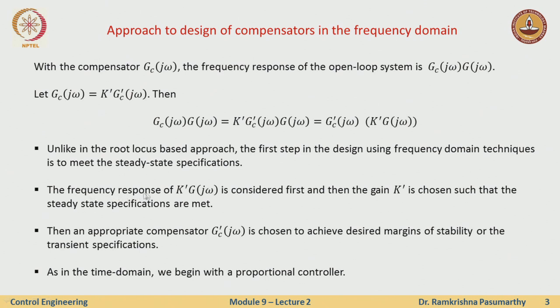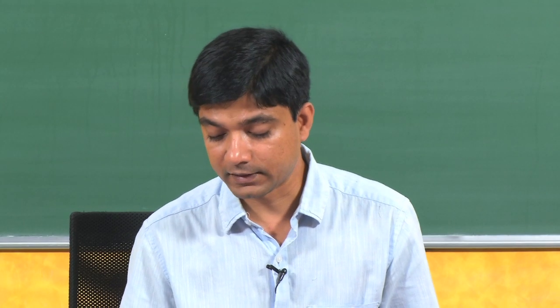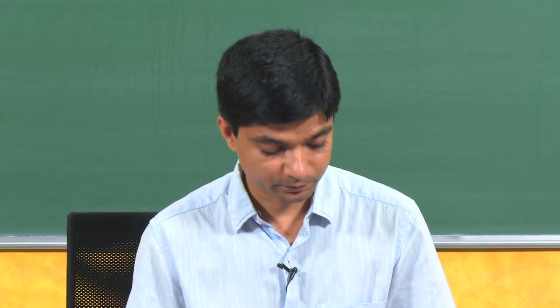In order to meet the steady state requirements, we look at the frequency response of this, and then we choose the gain K prime such that the steady state specifications are met. Once they are met, we choose an appropriate controller, which we denote here as Gc prime, to achieve the desired gain margin and phase margin. This is how my transient performance specifications are stated to me. They are given in terms of the phase margin and the gain margin, and we know that there exists a one-to-one relation between the phase margin and things like the damping coefficient.